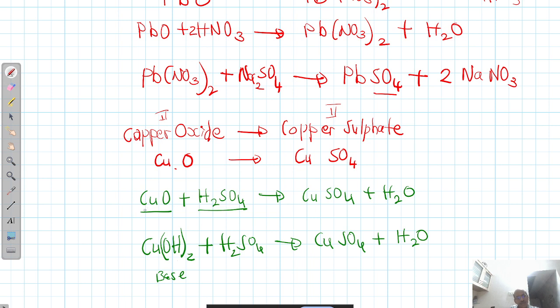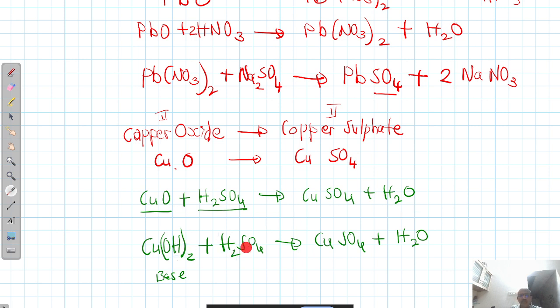So metal oxide is also a base, metal hydroxide is also a base. Only thing is that this is a base and this is an alkali. This is an insoluble base and this is a soluble base. These are the only difference between these two bases. But whether this is soluble or insoluble, when you are reacting with dilute sulfuric acid, you will get this.